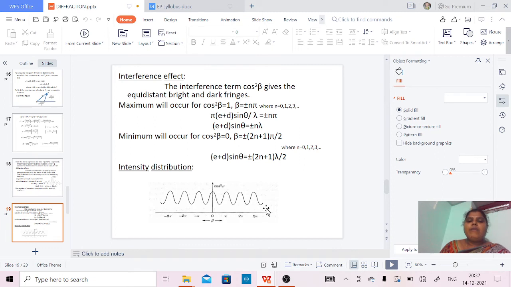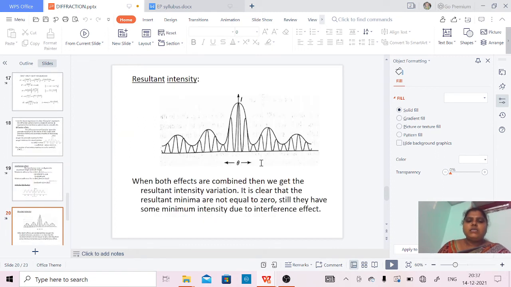These two will combine in the next case. See, the resultant intensity due to the double slit will look like this. That means when both effects are combined, we get the resultant intensity variation. It is clear that the resultant minima are not equal to 0. The minima are not equal to 0. Still they have some minimum intensity due to the interference effect.